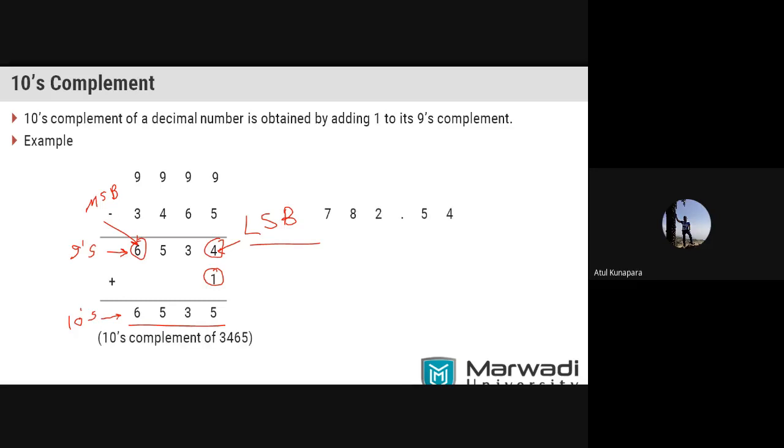Let's see another example, that we have done earlier. So this will give you first the nines complement form like this, then you add one more to that, so it will give you the tens complement form.